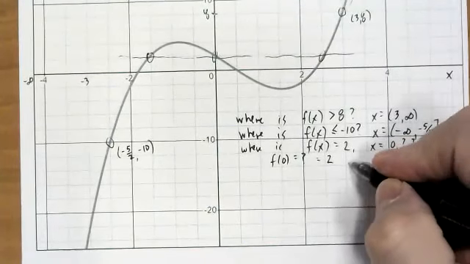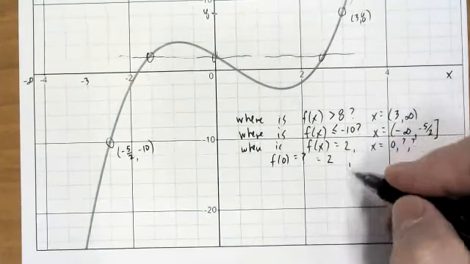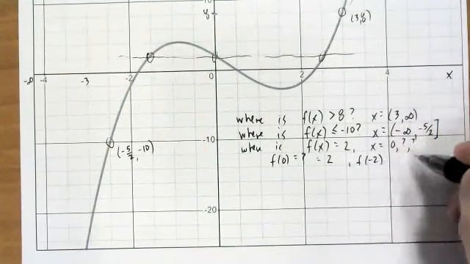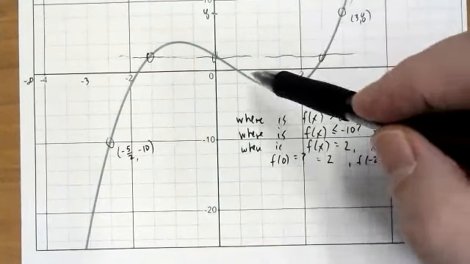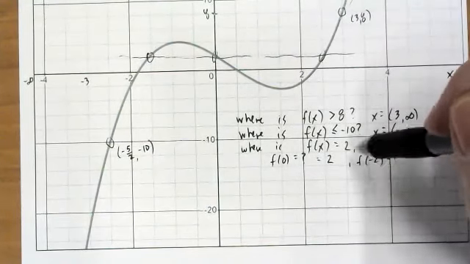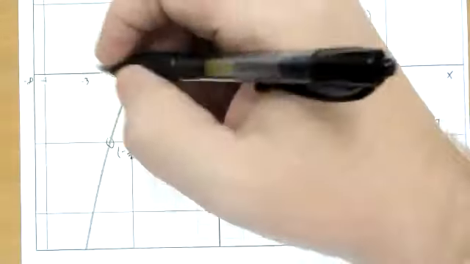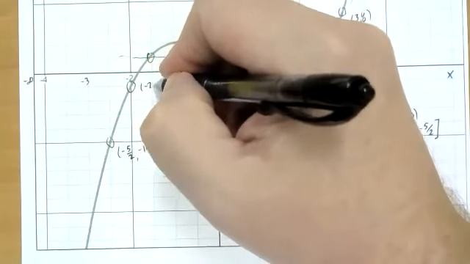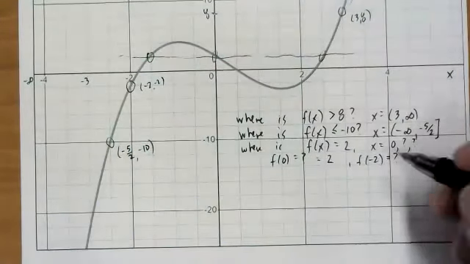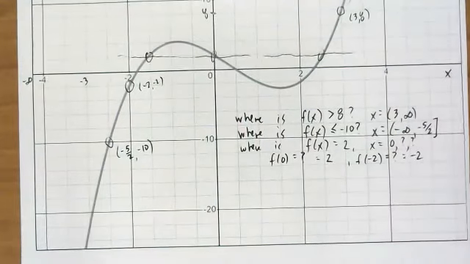I could have said, f of negative 2 equals what? What do you do? I'm looking for the value of the function when x is negative 2. Here's negative 2 on my x-axis. So I go down to my graph. It looks like this point right here. And it looks like that point there is negative 2, negative 2. Right? Because it's negative 2, negative 4. So the answer should be negative 2.